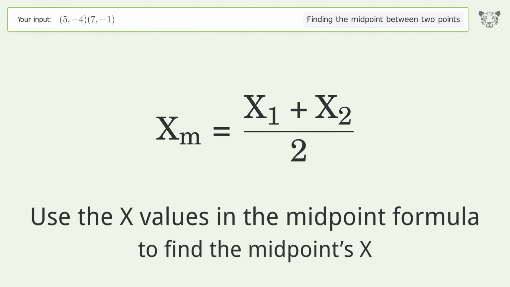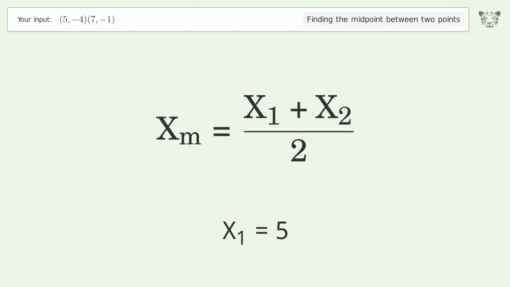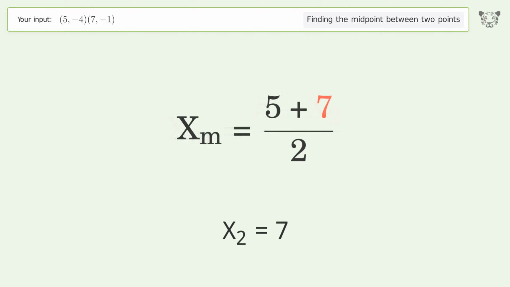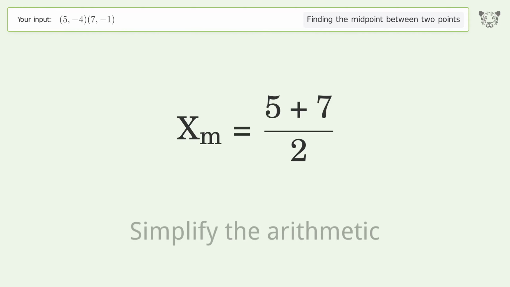Use the x values in the midpoint formula to find the midpoints x. x1 equals 5. x2 equals 7. Simplify the arithmetic.